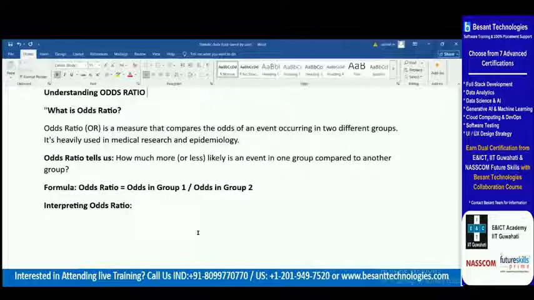So that is group 1 and group 2. After coming to a conclusion between all the groups, I'm going to say whether there is going to be rain in Chennai or not. If it is this kind of example, that is called your odds ratio, where I'm taking the event occurring in two different groups and coming to a conclusion. This kind of odds ratio is heavily used in medical research and epidemiology.